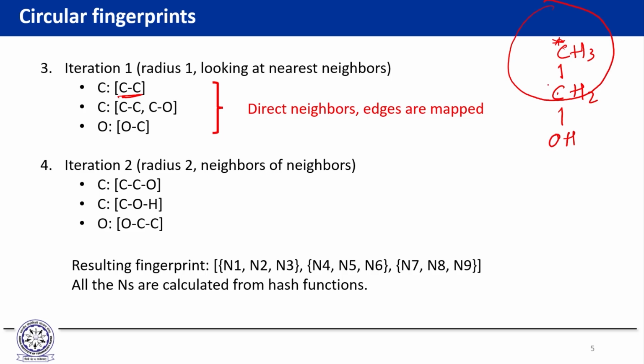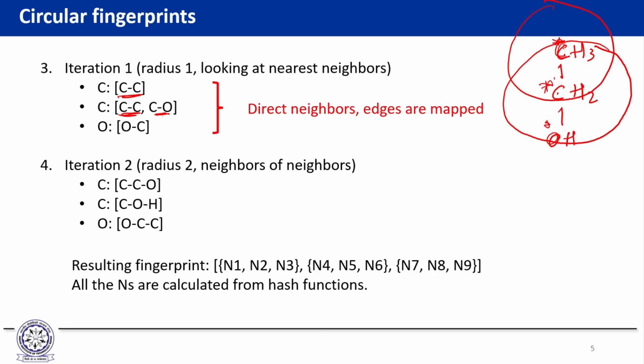Similarly, if I take this atom as my reference atom, my circle of radius 1 starts looking like this. So I now have two different atoms in the neighborhood. Remember, we are not considering the hydrogens, and therefore one of those two atoms is a carbon, the other is an oxygen. And again, we just connect them by the bond, and so we have a Cc and a Co. So what we have now done is identified the direct neighbors and mapped out the edges.